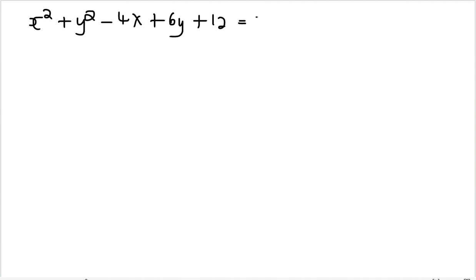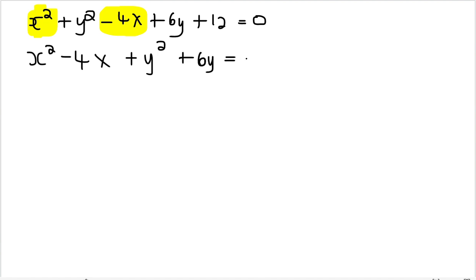Now this equation here represents an equation of a circle, but it's not given in its standard form. So how can we bring it to its standard form? We might have to do something called completing the square. What I normally do is I take x squared and negative 4x and put them next to each other, such that we've got x squared minus 4x, and then we group y squared and 6y together. Then the constant, we're going to take it to the right hand side. It becomes minus 12. So I'm going to complete the square on this part.